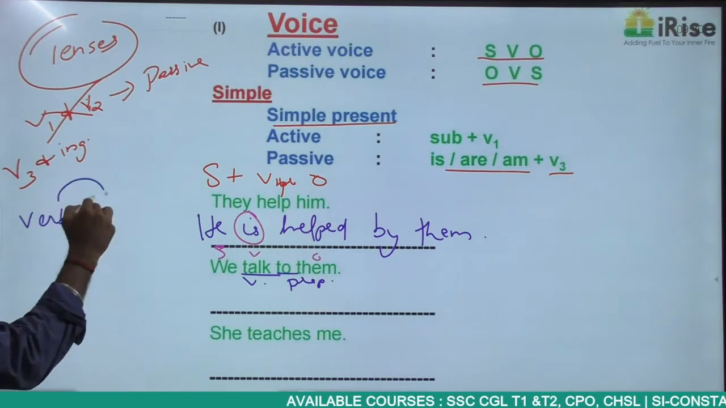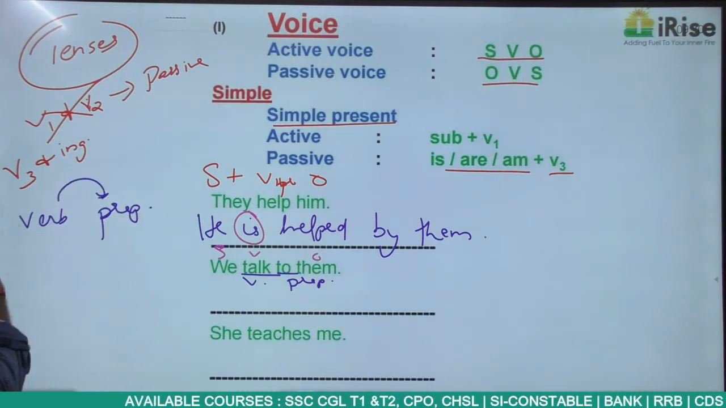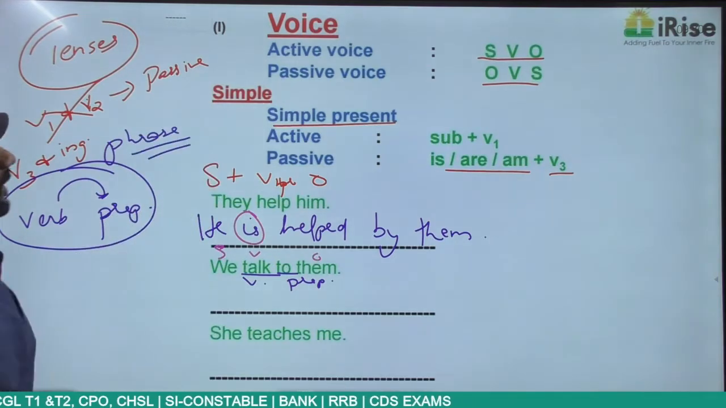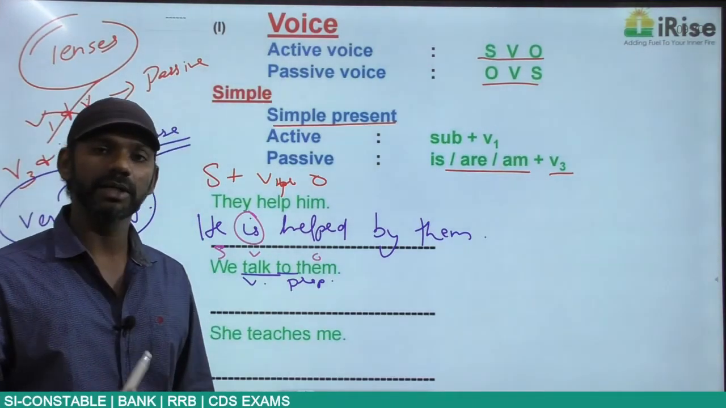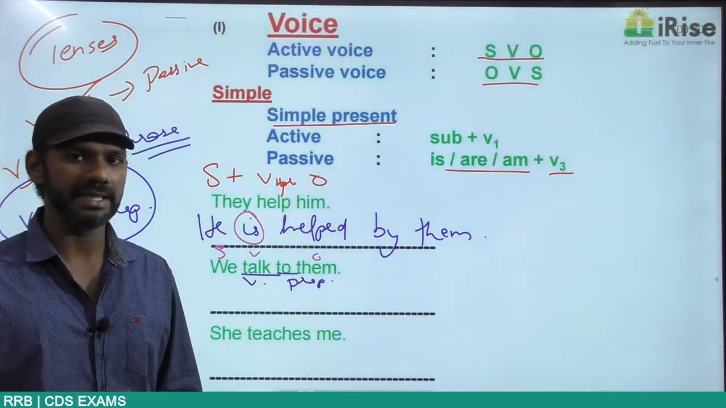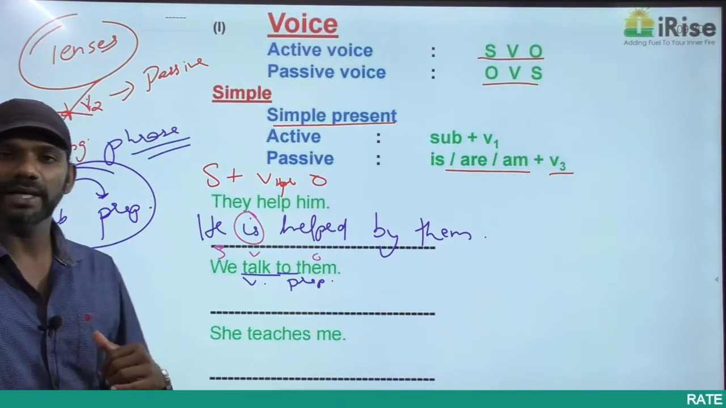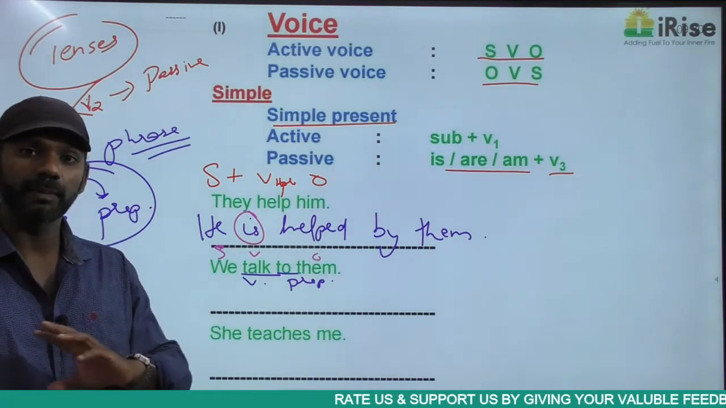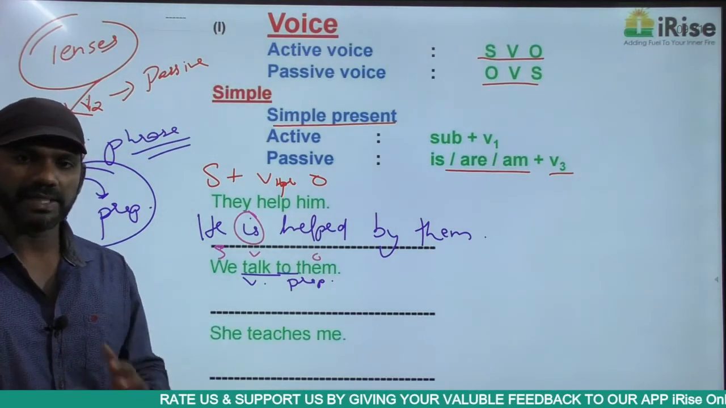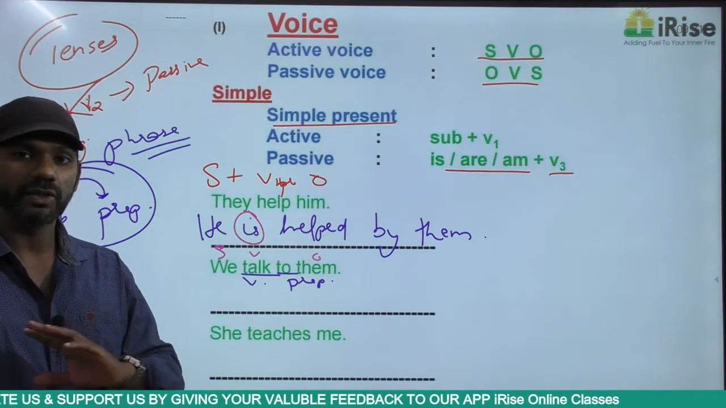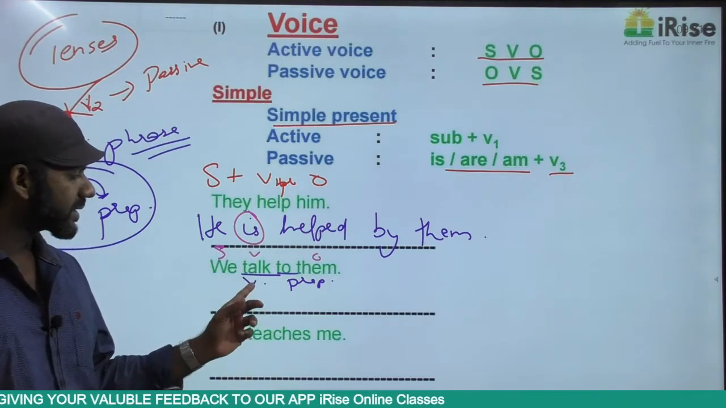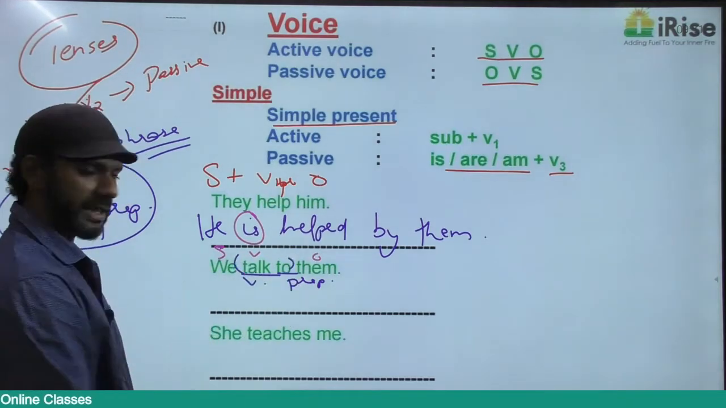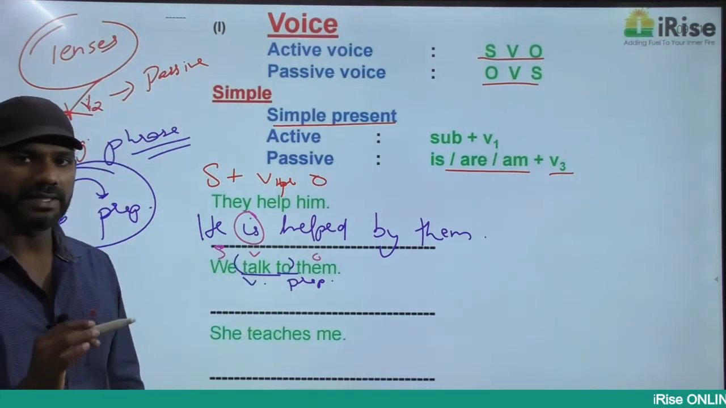A verb followed by a preposition is called a phrase. We'll discuss idioms and phrases later in detail. Now we can never divide the words in a phrase. If you divide the words in a phrase, the meaning of a sentence gets completely changed. Actually, when you convert a sentence from one voice to the other, the meaning should remain the same. Talk is a verb, to is a preposition, so talk to becomes a phrase. And we can never divide the words in a phrase.